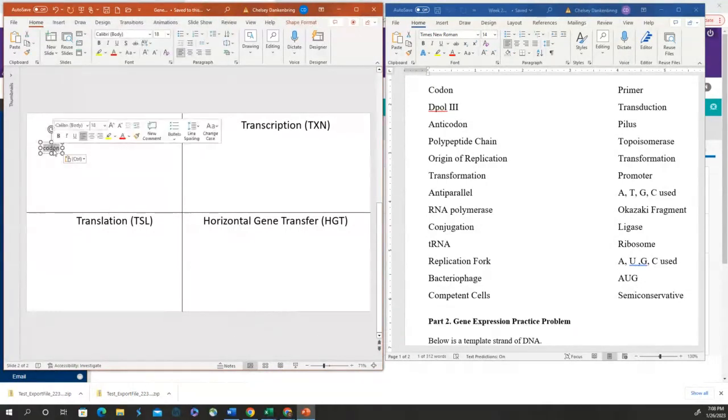All right. So, y'all, which process is the word codon associated with? Is it DNA? And go ahead and just push enter once you type something. Is it DNA replication, transcription, translation, or horizontal gene transfer?